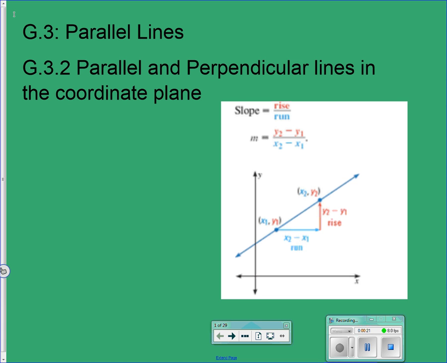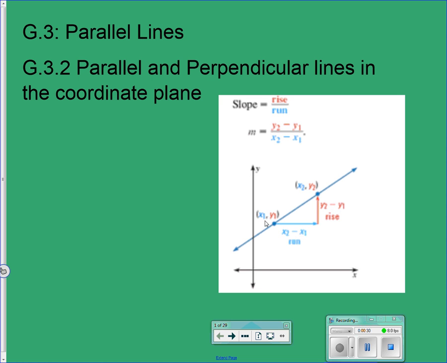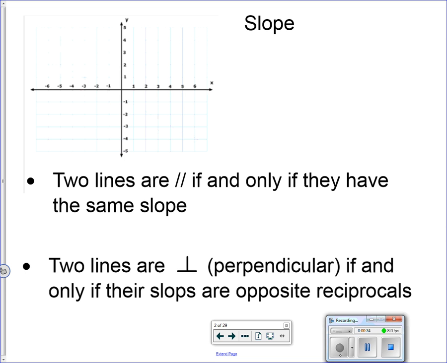This is concept number 2, so we'll call this G.3.2, parallel and perpendicular lines in the coordinate plane. So we're in the coordinate plane, we're talking X's and Y's. Let's go ahead and get started. Let's just do a quick review of slope. Now, if you remember, slope is rise over run.